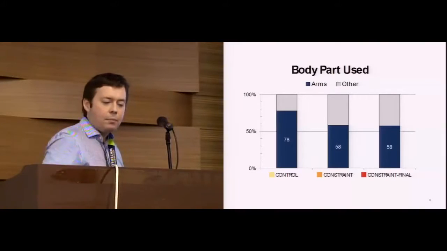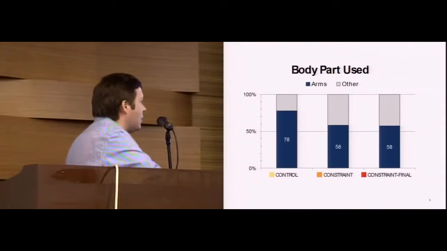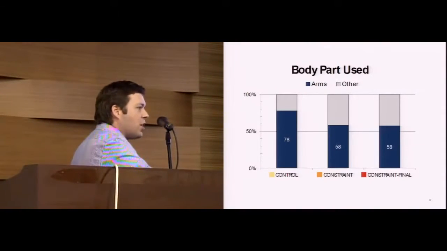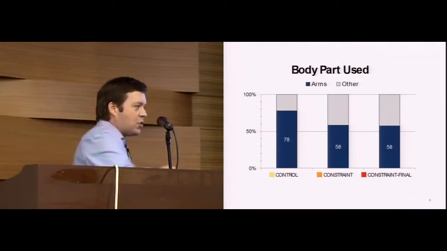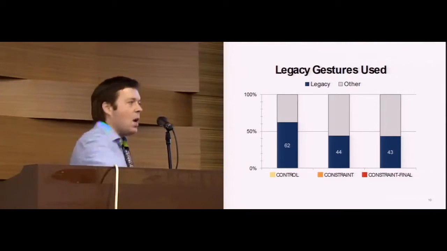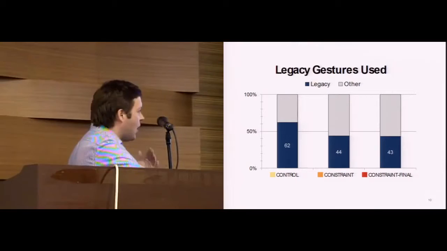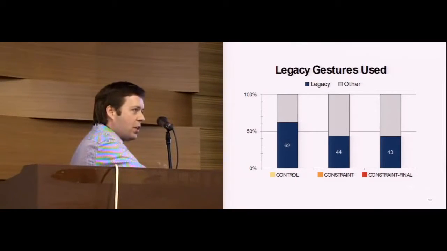So looking at their results in terms of body part used and legacy gestures, what they found is that for body part used, there was a statistically significant drive away from using the arms, given that they'd added these soft constraints, and that the convergence was basically immediate. There was no difference between the first constraint condition and the second constraint condition. That's replicated by the legacy gestures. So you see a bias toward legacy gestures in the control condition, which is reduced in subsequent conditions, and it stabilizes very quickly.